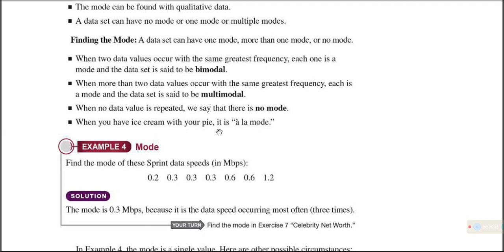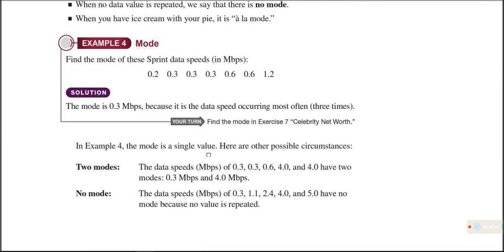And when you have ice cream with your pie, it is called a la mode. This is just a joke. I don't know why the authors included this. Kala nila funny, hindi naman.